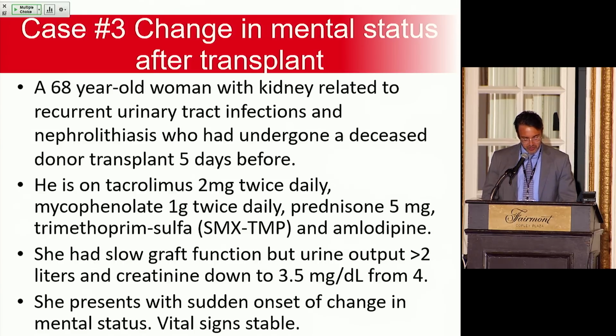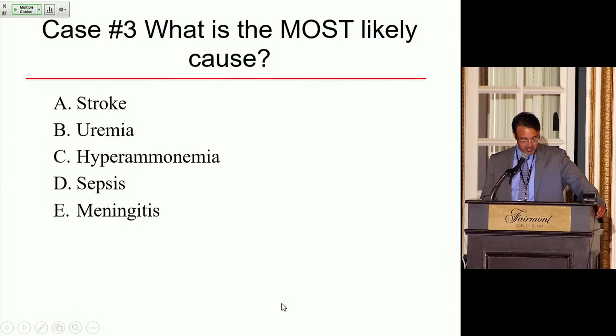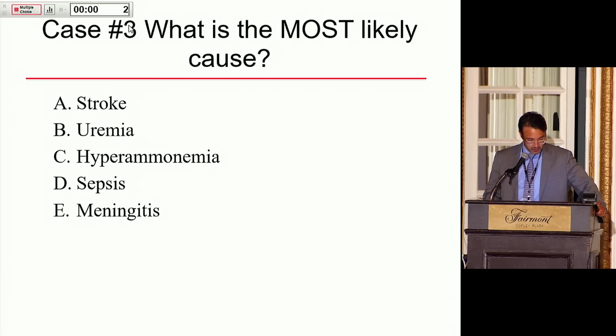So she presents with sudden onset of changing mental status when we started rounding in the morning in the hospital, and her vital signs were stable. So what is the most likely cause of this sudden change in mental status? A stroke? Uremia? Her creatinine was about 3.5, still high. Hyperammonemia, sepsis, or meningitis. So we're talking about someone 5 days after transplant that has a sudden deterioration of mental status. And you guys can vote.